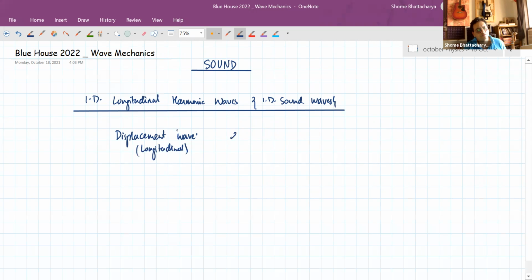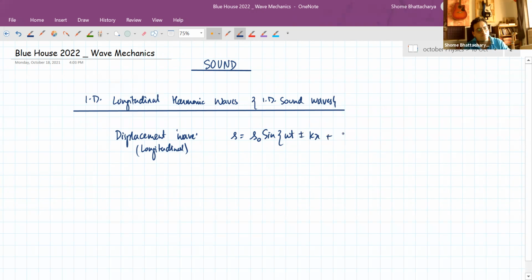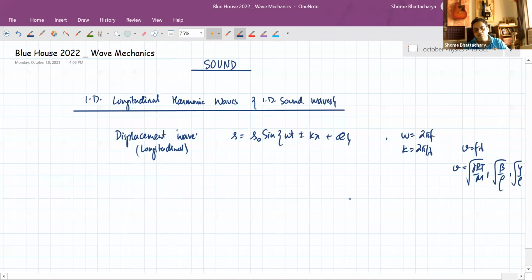So that can be described in terms of a longitudinal displacement with a longitudinal amplitude of S naught sine omega t plus or minus kx, depending on the direction of propagation, plus some phase constant, where all these things are standard. V is equal to f lambda, and we saw V is square root of gamma RT by M, or square root of bulk modulus by density, or square root of Young's modulus by density, depending on the type of medium: gaseous, liquid, or solid. Again, frequency is the property of the source. Wave velocity or propagation speed is the property of the medium, and therefore lambda depends on both, because V is equal to f lambda.